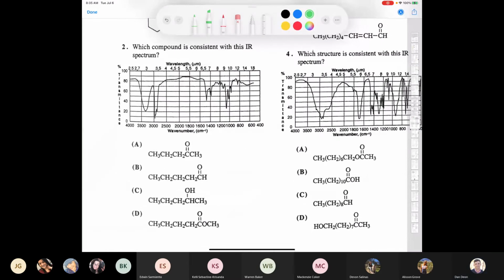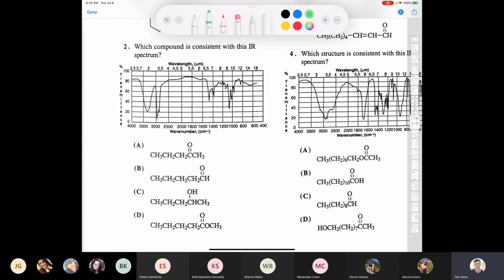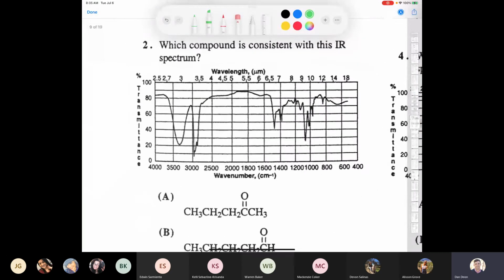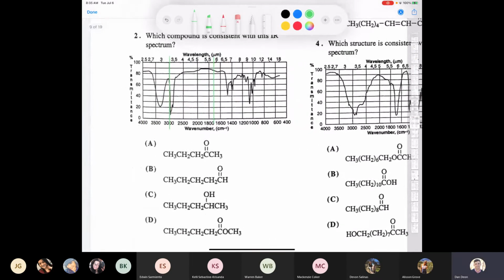Let's try number 2. It says, which compound is consistent with this infrared spectrum? I'll try to zoom in on the infrared spectrum here for a second. And again, something I like to do sometimes is just take the old ruler out here, and I find this can be really handy. But, you know, as organic chemists, we like to draw a line maybe around 3,000, and let's draw another one, I don't know, around 1,700 maybe.